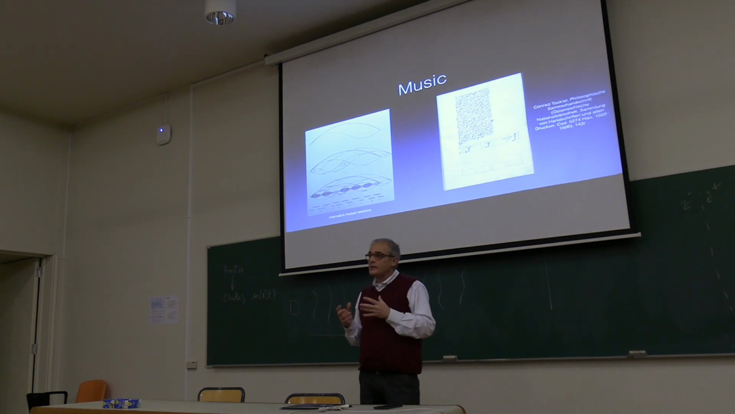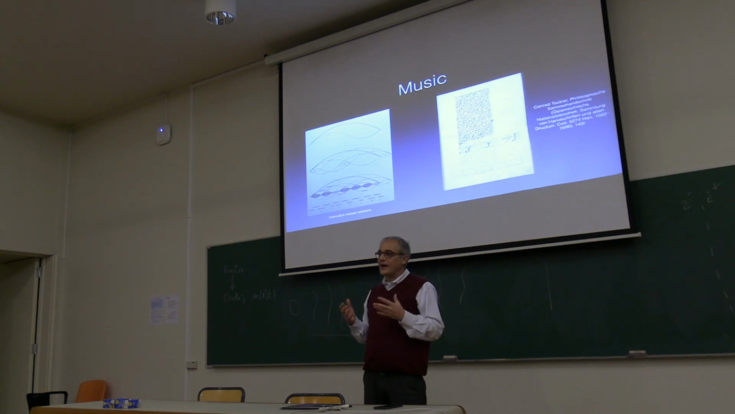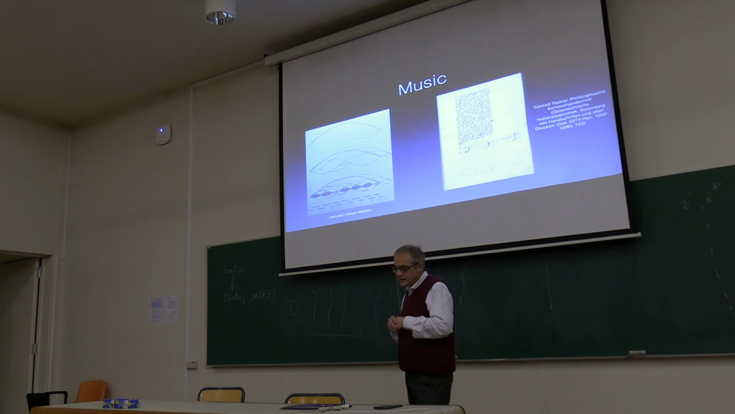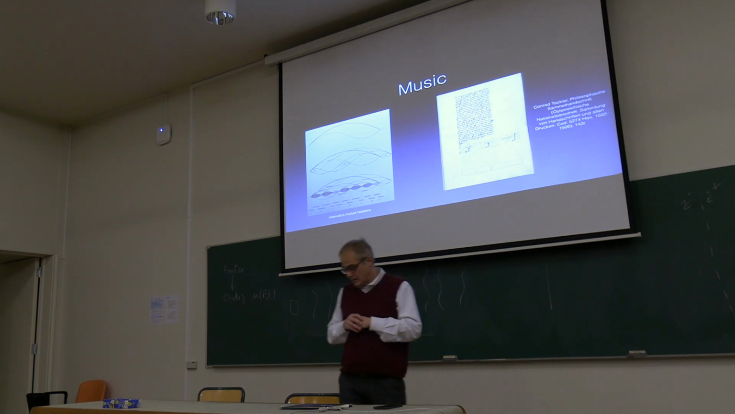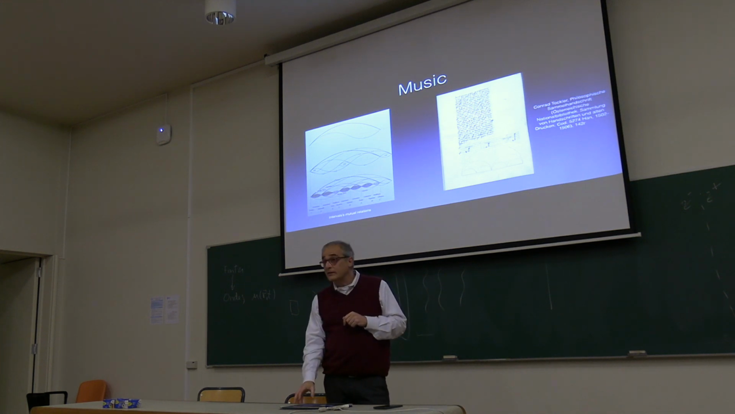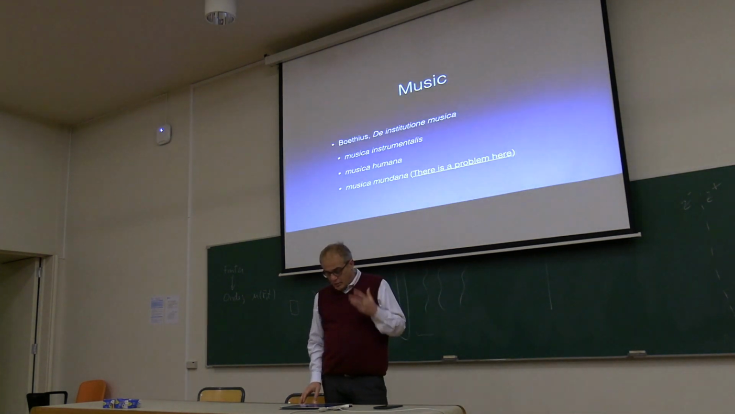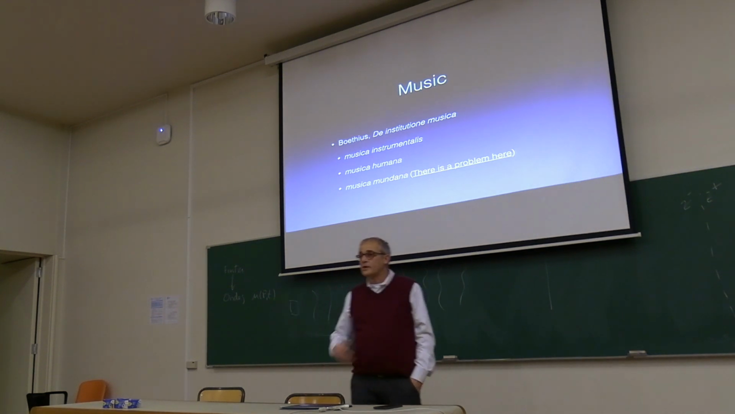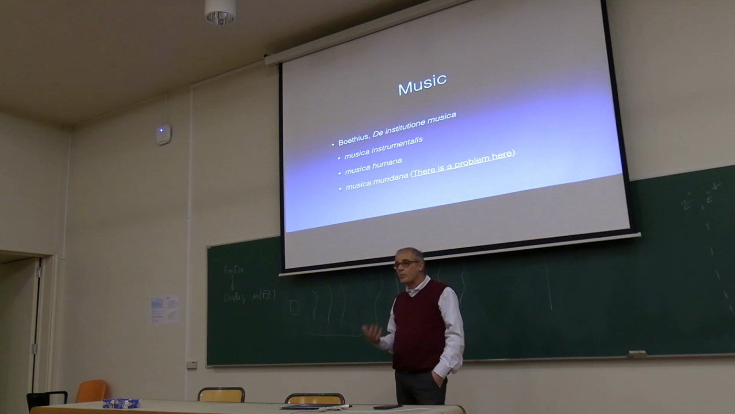However, this was slowly an exception in this time. So some aspects of the music of Boethius actually disappeared quite soon, already in the 13th century. The music of Boethius is divided into three big fields: musica instrumentalis, musica humana, and musica mundana.